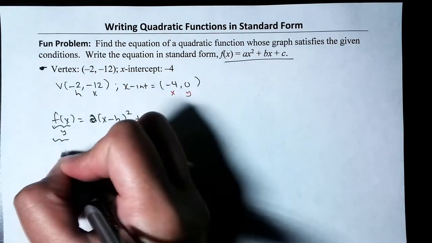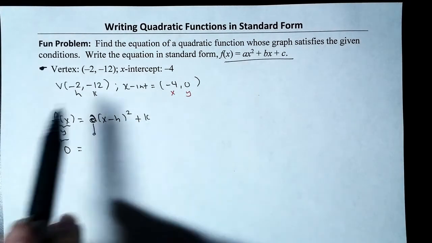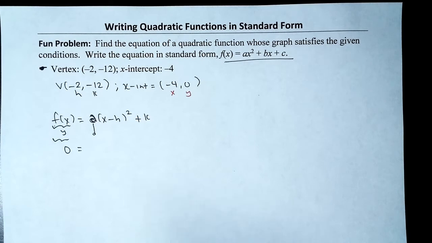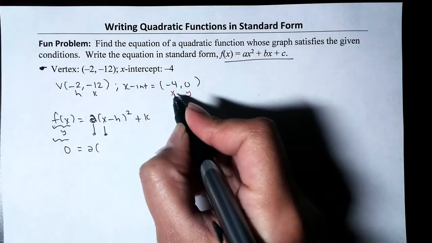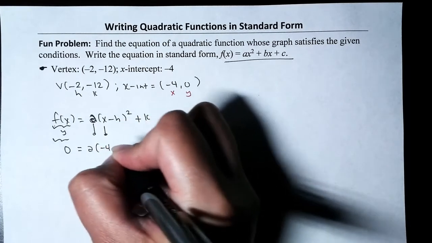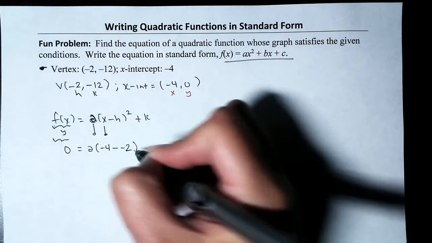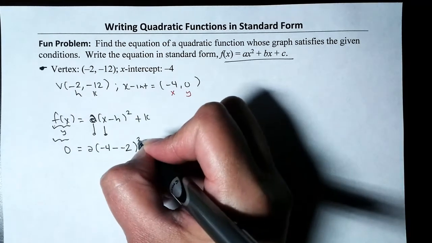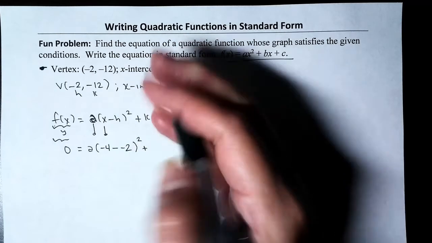We have y equals 0. That should equal a. There is no reference to a here, so it's going to stay as a, times the square of x. x is -4 minus h. h is -2. h is the x coordinate of the vertex, squared, plus k, which is the y coordinate of the vertex.